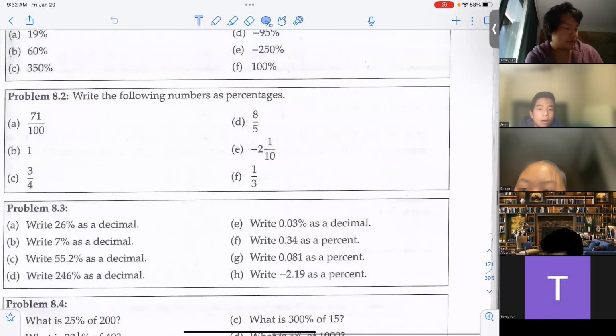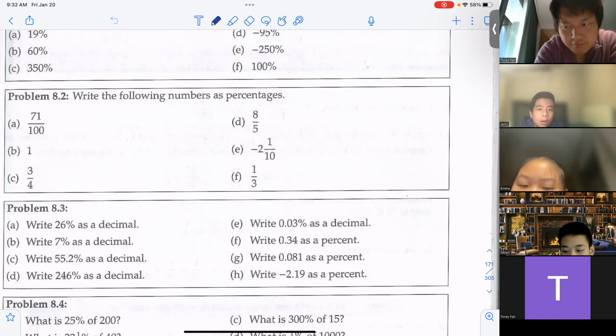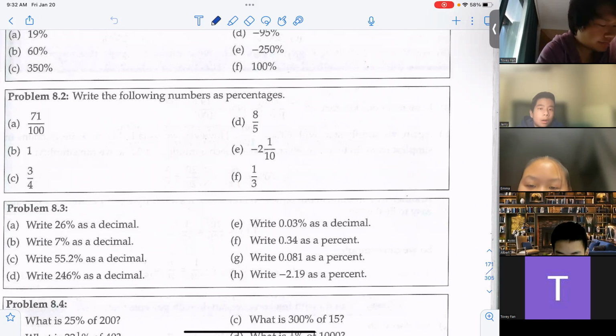1/3. Now in this chapter, since you guys have previewed, you will see that percentages are basically the same as fractions, right? Percentages are just some numbers over 100. So for F, that's 1/3. So Emma, do you remember how to convert them into decimals? To convert 1/3 to decimals, you divide, right? You divide 1 divided by 3.